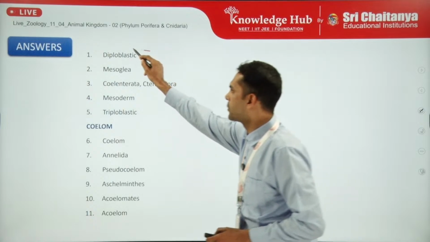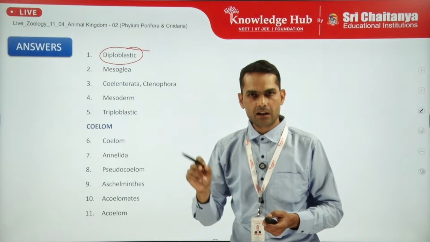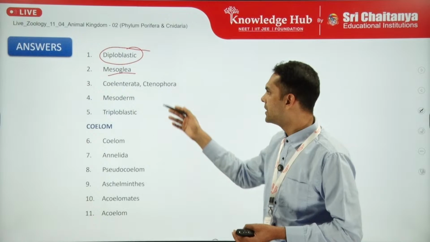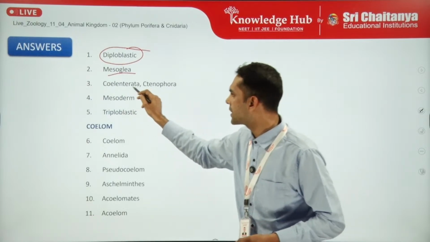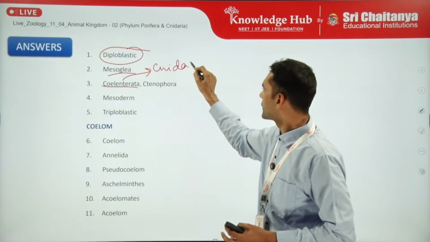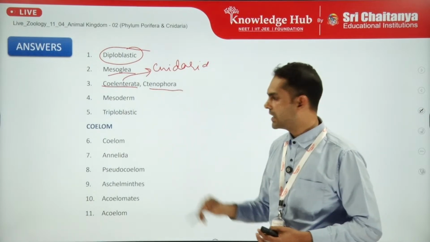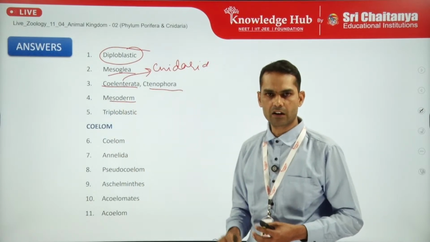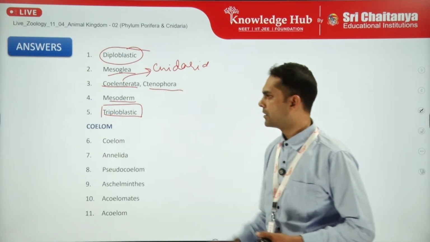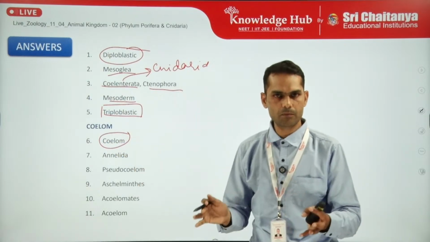The first is diploblastic, those having only two germ layers. The middle layer in the diploblastic is termed as mesoglea, which is the gelatinous layer. Coelenterata, Ctenophora. Coelenterata is already written in the slide as Cnidaria. The other one which I verbally told you was the Ctenophora. The middle layer is the mesoderm, and the organisms which have all three germ layers are called triploblastic. On the basis of coelom, the answer is coelomate, those who are having a coelom cavity.